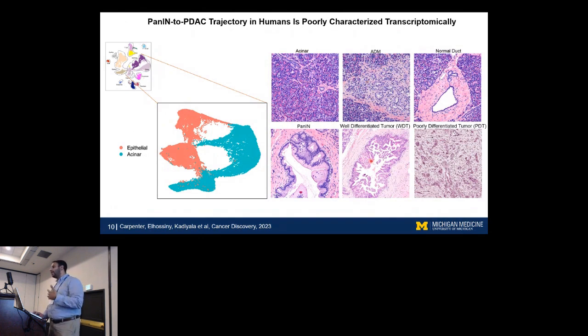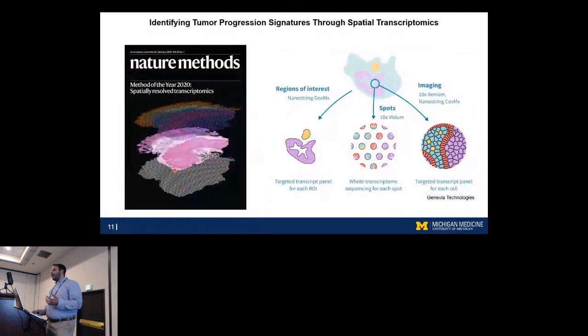And for the tumor, we have two stages. We have the well-differentiated tumor, when it's still preserving its glandular shape, and then the poorly differentiated, when it's losing its glandular shape and becoming more fibrotic. So we don't know the transcriptomic signature that differentiates between all of those. They are buried here, but we don't know which is which. At that point in time, spatial transcriptomics was coming up, and it was voted method of the year in 2020.